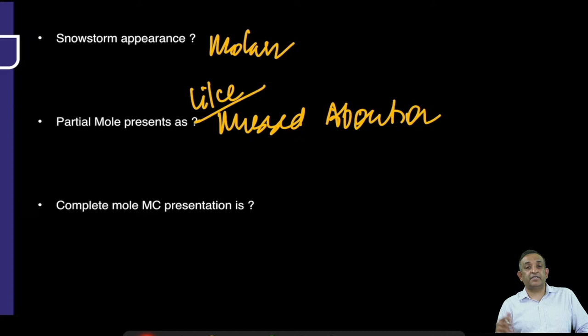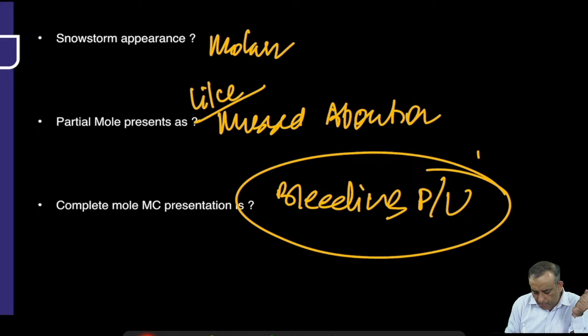So it presents as a missed abortion. Only when you send the fetus to the path lab, then they will tell you that it was a partial mole. Complete mole, most common presentation is bleeding PV. Bleeding per vaginum is the most common presentation of complete mole. Passage of grape-like vesicles is not.